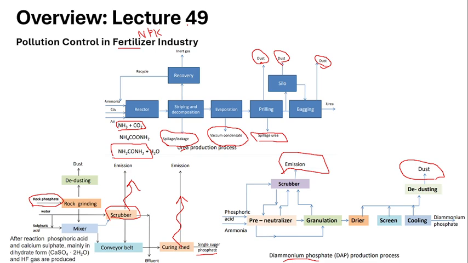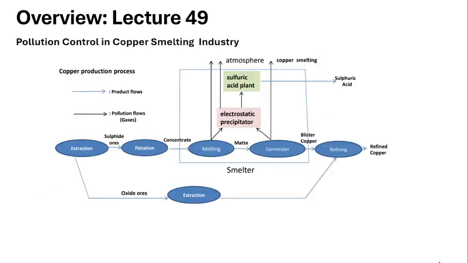So the last industry we are going to discuss is the pollution control in the copper smelting industry. This copper smelting industry mainly uses different ores. How the copper production happens is given in this figure. The blue line indicates the product flow, the different product formation, and the black line indicates how the pollution flow is happening from each and every step.